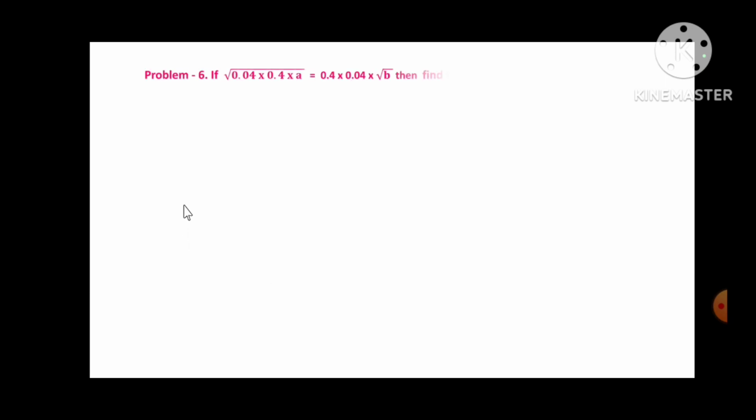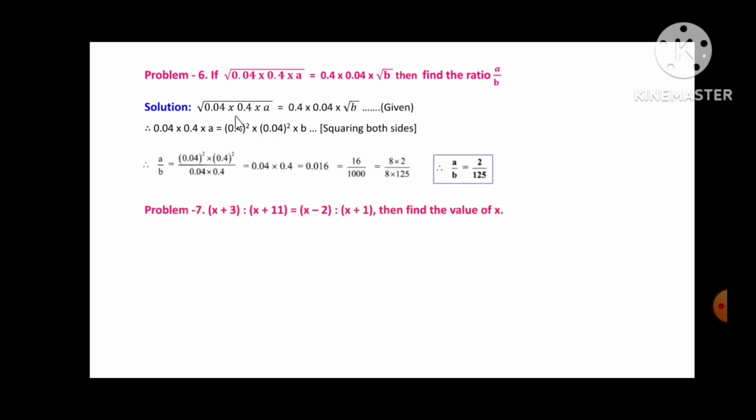Now, next problem number 6. If under root 0.04 into 0.4 into a is equal to 0.4 into 0.04 into root of b, then find the ratio a upon b. Friends, here you can see that root of 0.04 into 0.4 into a is 0.4 into 0.04 into root of b given.